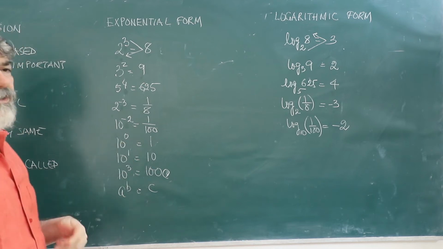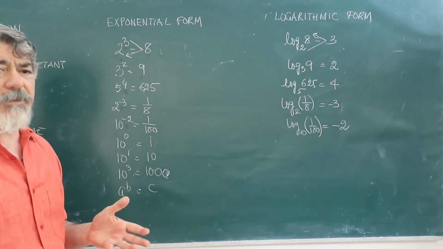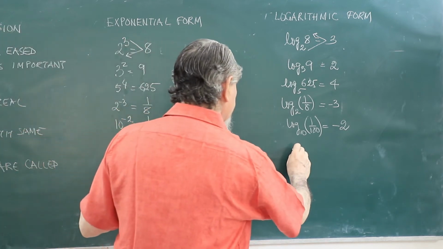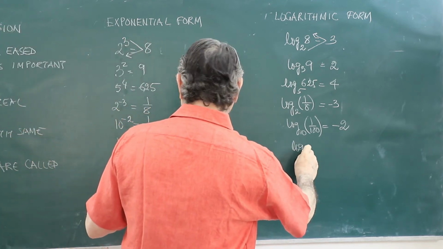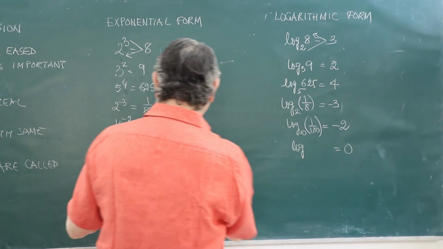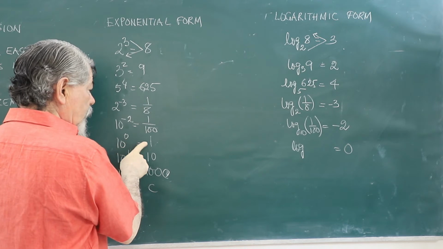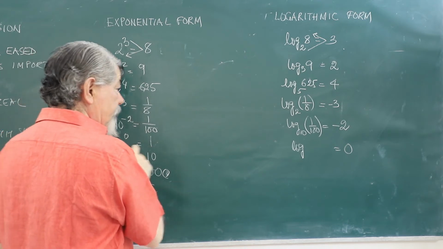Then 10 to the power 0 is 1. A non-zero number raised to power 0 is always 1. So log 1 will always be 0. Exponent is logarithm. So 0 is the log of this number 1 to the base 10.